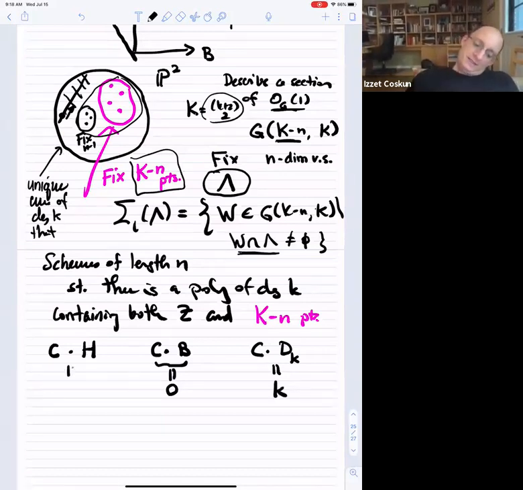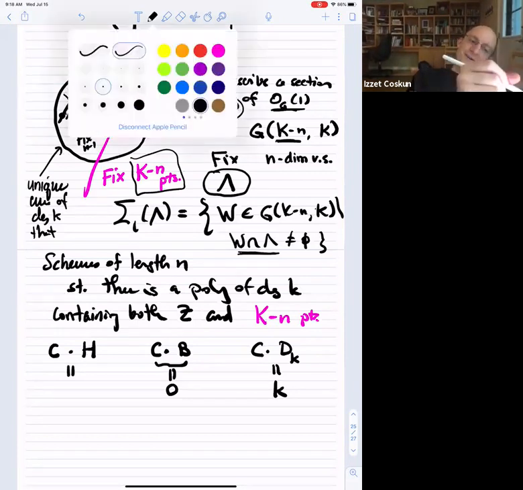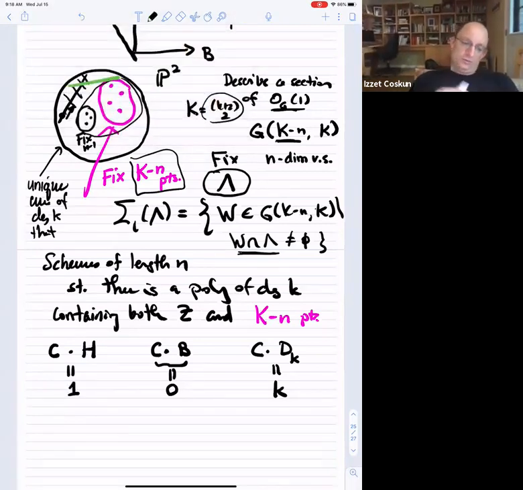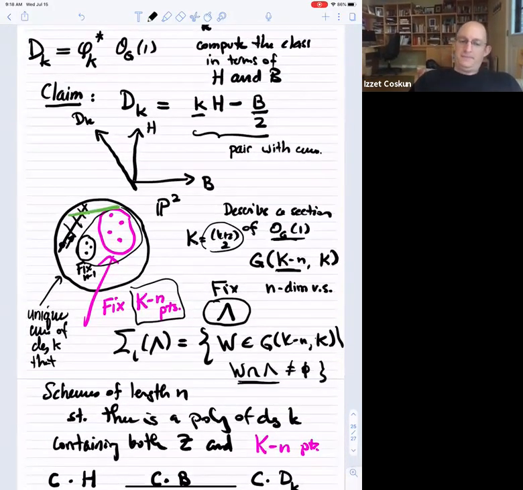And then C dot H is equally easy to compute. Remember, C dot H was the number of times a point of your scheme lies on a general line. So if I fix a general line, let me do it with a different color, maybe green. The question is how many times a scheme in this curve intersects that line, precisely when that point meets that line. So that one is 1. So this tells you already that the coefficient of H has to be k.